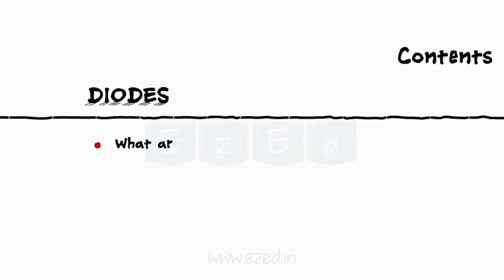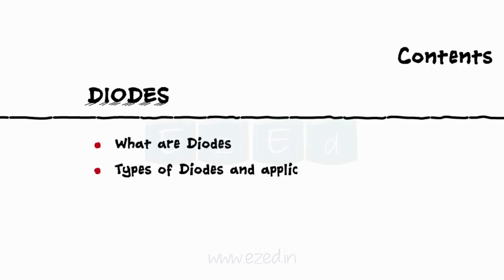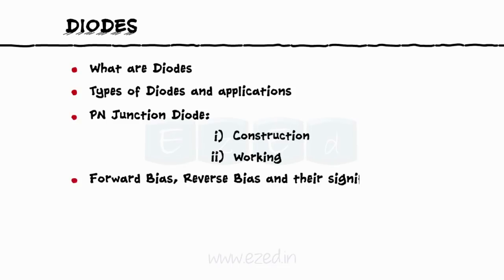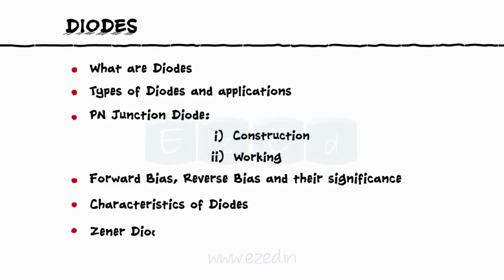In this Easy Ed video lecture, we will learn about diodes, the types of diodes and their applications, construction and working of the PN junction diode, forward bias and reverse bias, characteristics of diodes, and the Zener diode.